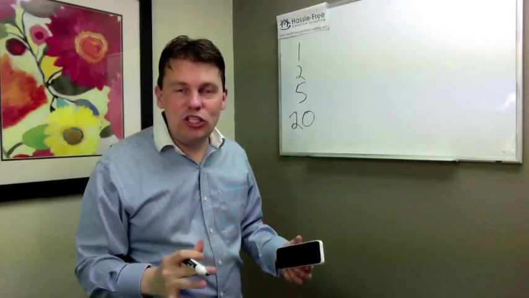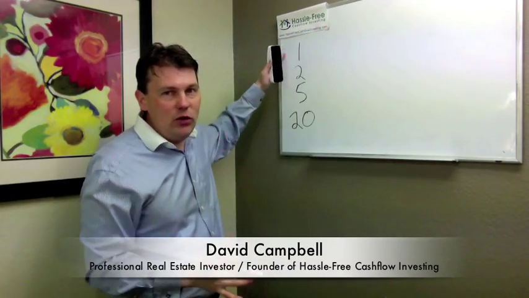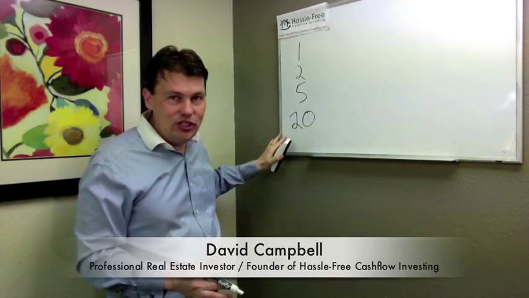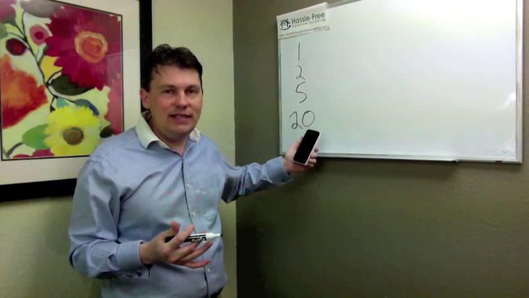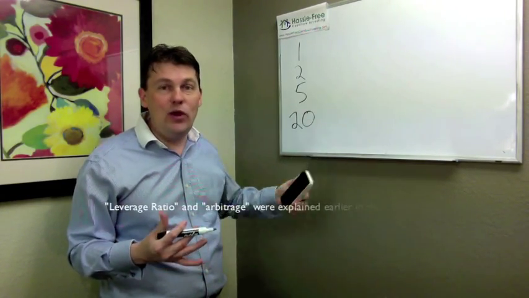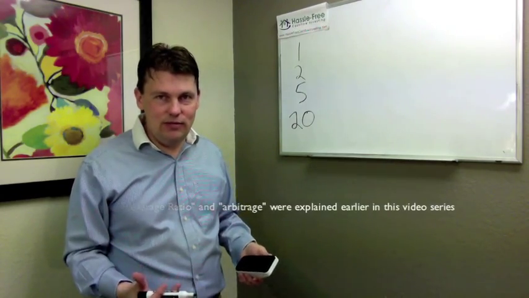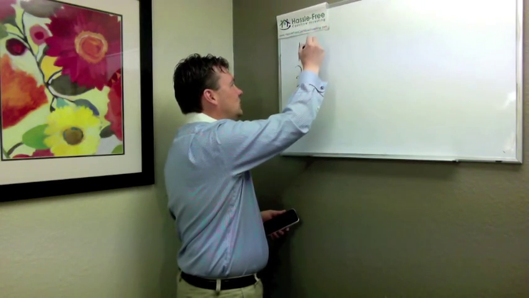Hassle-Free Cashflow Investing.com. So you just learned about leverage ratio, and I've got the leverage ratios written right here: 1-to-1, 2-to-1, 5-to-1, and 20-to-1 leverage. And so we're going to talk about how to use this leverage ratio with the arbitrage formula that we just talked about to calculate your return on investment, right? So here's how it works.